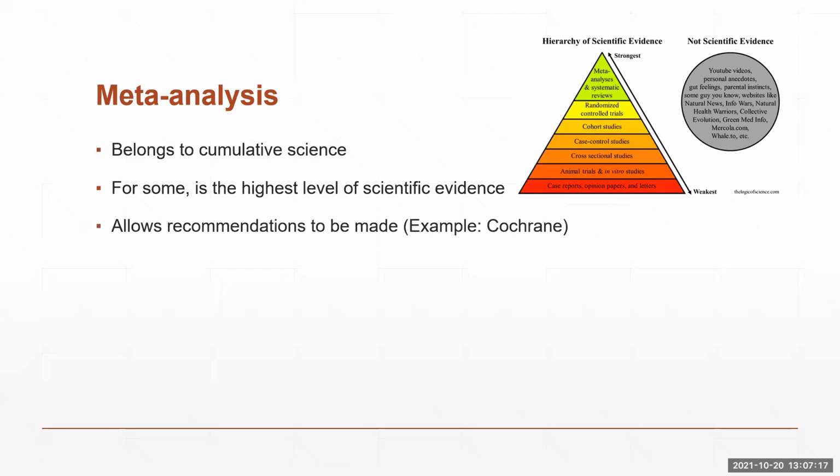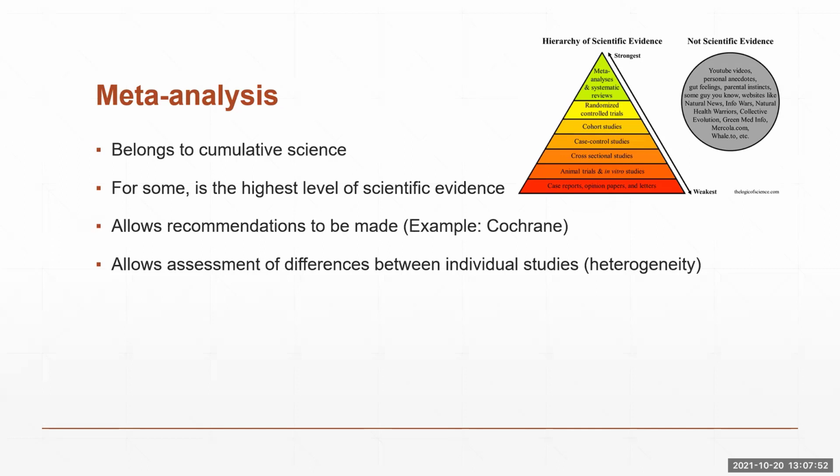This is the highest level of scientific evidence, and the important point here is that it allows recommendations to be made. For example, the Cochrane reviews make recommendations out of meta-analyses, and these recommendations are very important. For example, they have recommendations for medication, for psychotherapy, for depression, anxiety, etc. So they need to be sure that meta-analyses show a true and strong effect of this type of psychotherapy or medication, etc.